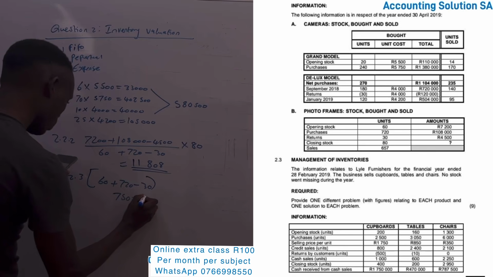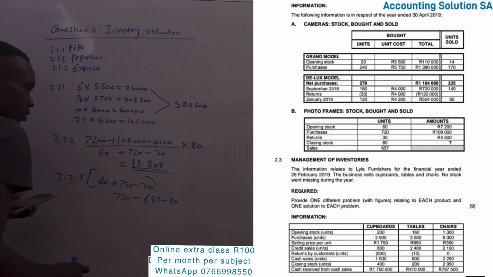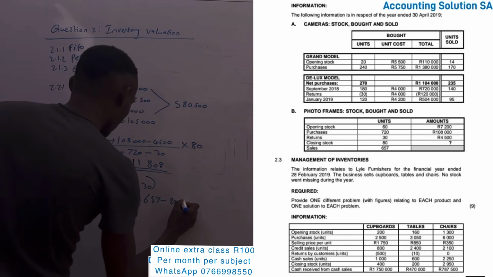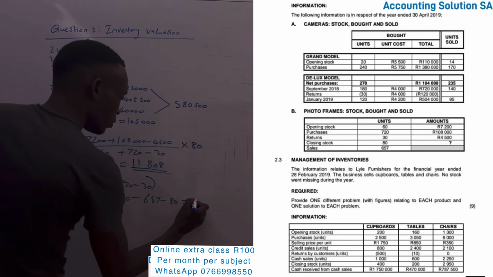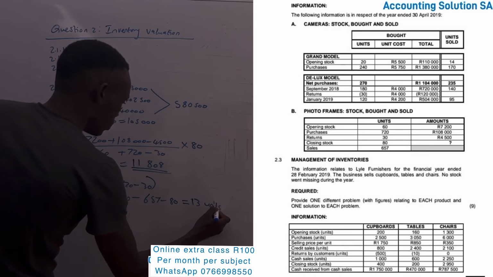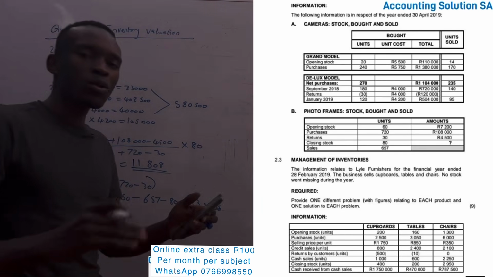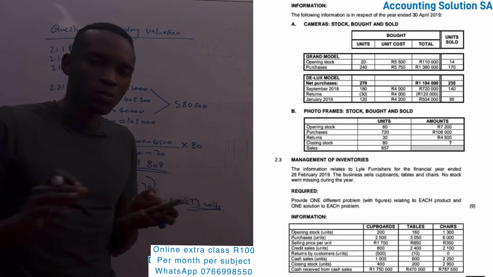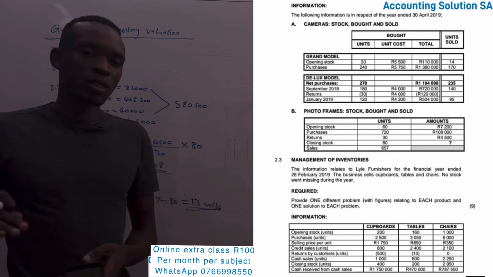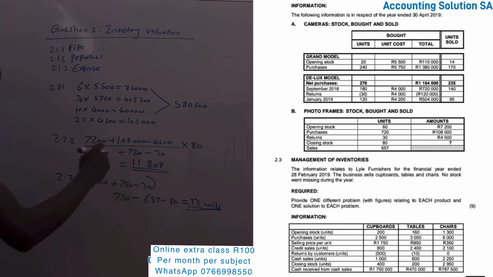Then after that we subtract what we sold, 657, and we subtract 8. Then we're gonna get 13 units. That's how we calculate it. So in other words, you take all the stock that is available: opening plus what we bought, we subtract what we returned, we subtract what we are left with, which is closing, and we subtract what we sold. Then we're gonna be left with what is missing. That's how we calculate it.